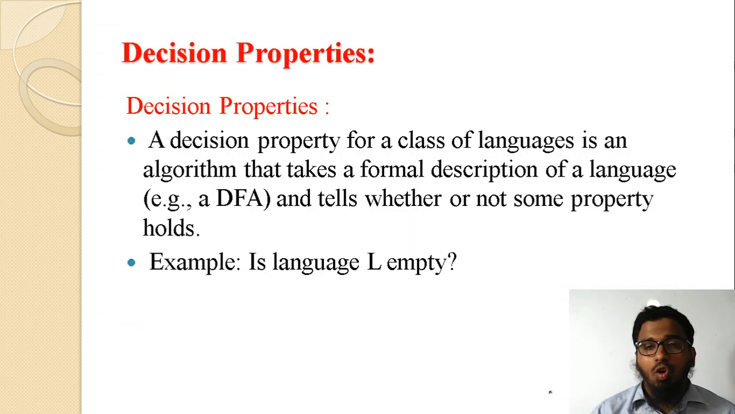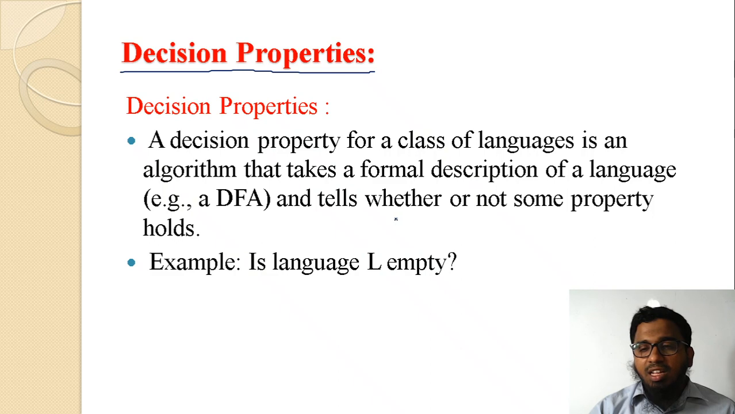Okay, the next topic is decision property. What is this decision property? A decision property for a class of languages is an algorithm that takes a formal description of a language, for example a DFA, and tells whether or not some property holds. So an example is the language LMT, that is where the decision property applies.